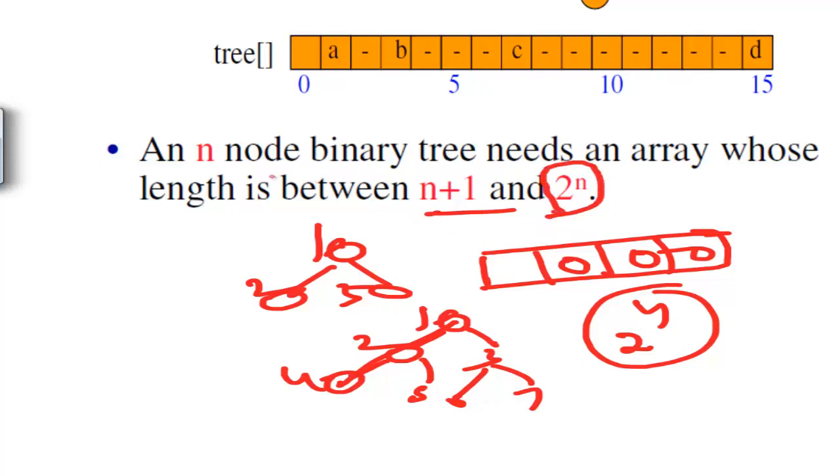So if you have an n node binary tree, we need an array whose length is between n plus 1 and 2 raised to the power n, right? So this is the kind of overhead, the wastage of space. So why waste space? If we have what is called a linked list, we can use a linked list representation where we have the 3 things.